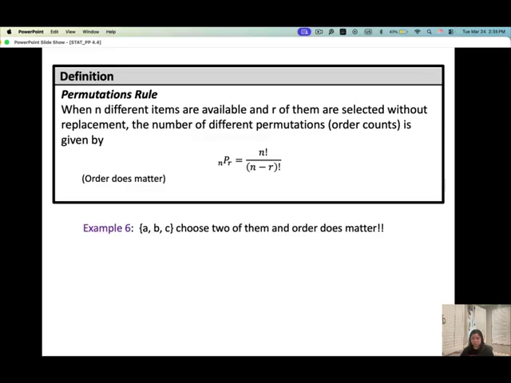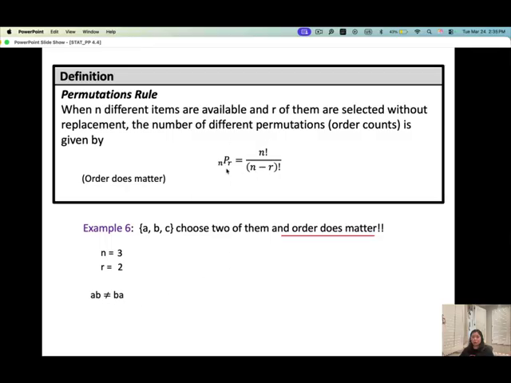Let's look at this example. I have 3 letters, A, B, and C. Choose 2 of them, and order matters. So think about it. How many choices do we have? I have 1, 2, 3. And then r means how many you want to pick. I only want to pick 2 of them. I want to choose the permutation rule because order matters. One more time, order matters means AB is not equal to BA because they have a different order.